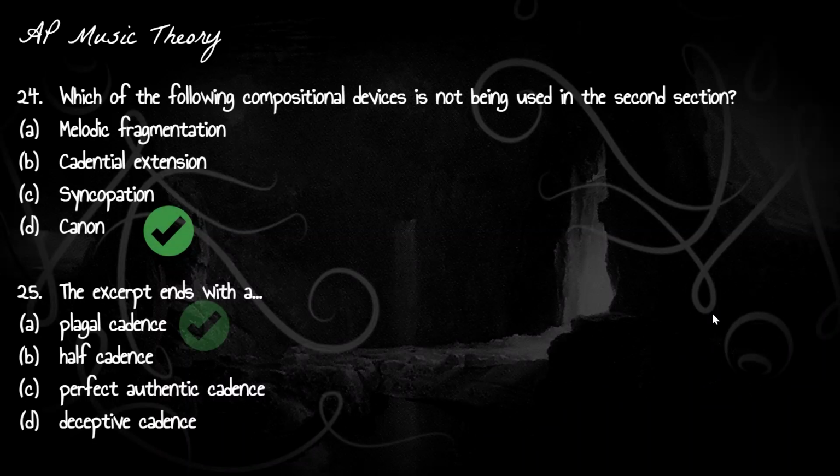Here we have the correct answers. 24, correct answer is D. The second section does not contain a canon. 25, the correct answer is A. The excerpt ends in a plagal cadence with 4 to 1, or a subdominant to the tonic.